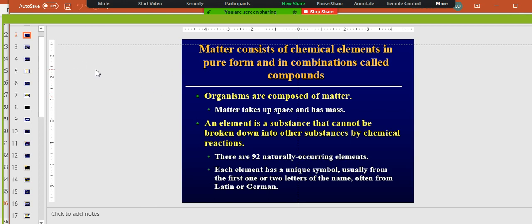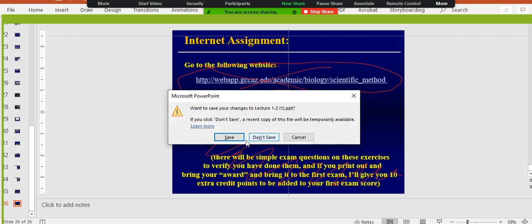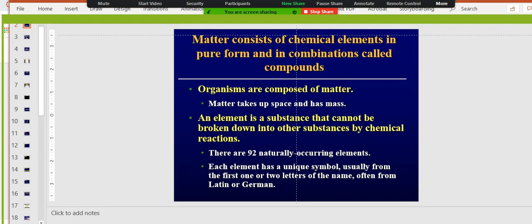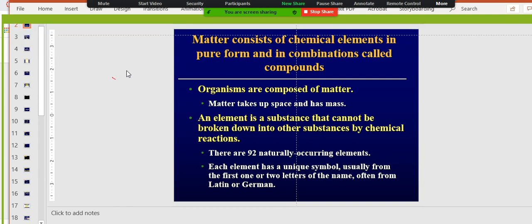All right. So this is chapter 2. Hang on a second. I gotta move this up. I can't see that. Okay, so this is chapter 2. And chapter 2 just has to do with chemistry.